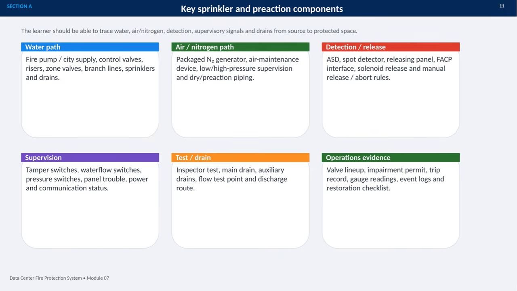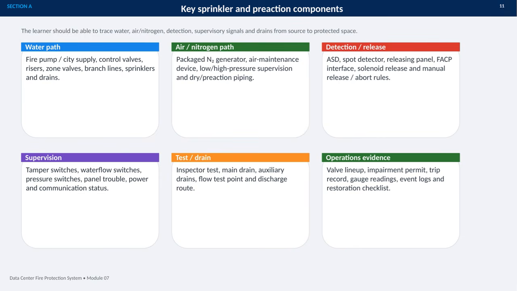The air or nitrogen path begins with the packaged nitrogen generator and air maintenance device, then continues through pressure supervision and the dry or preaction piping. The detection and release path includes ASD and spot detectors, the releasing panel, the FACP interface, solenoid release, and the manual release and abort rules. Supervision covers tamper and water flow switches, pressure switches, panel trouble, and power and communication status.